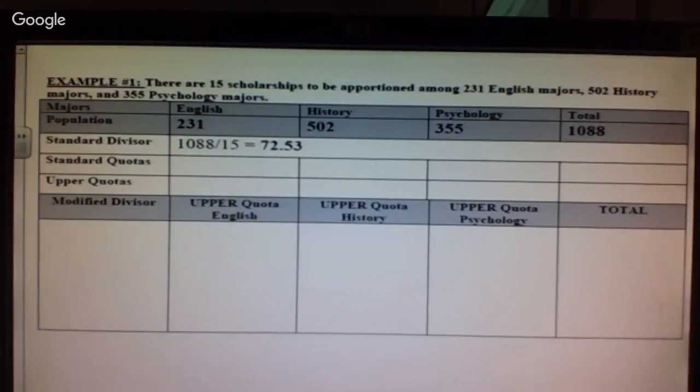So with that being said, this one, I already gave you a standard divisor. Again, we get that from getting a grand total of all your populations, so 1088, and we divided by the scholarships, because that's what I'm giving out, so 15. It gave me a standard divisor of 72.53. Everybody good there? Okay.